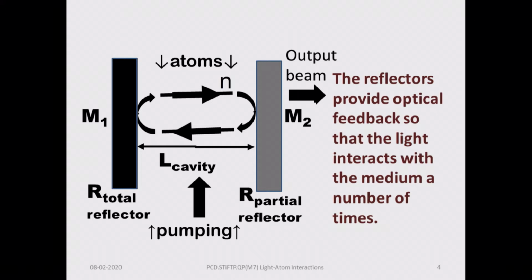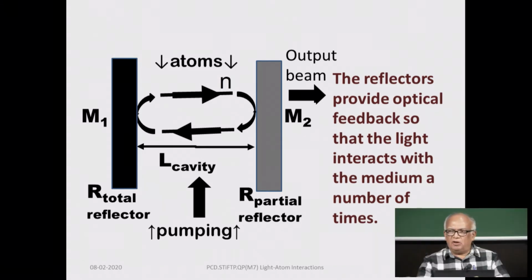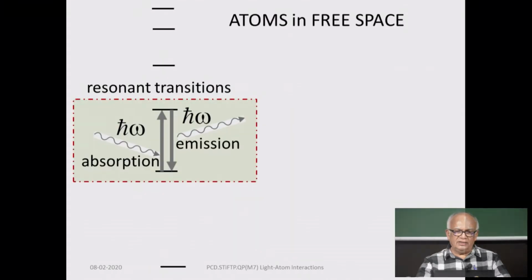And then what the reflectors do is they provide some sort of confinement and feedback mechanism so that the light can interact with the medium which contains these atoms a number of times. So we will talk about atoms in cavities, which brings us to the topic which is generally known as cavity electrodynamics. So we will talk about these things.